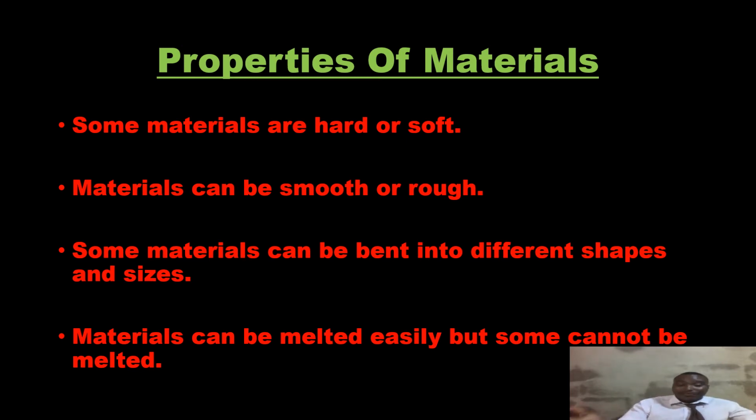Now, from this activity, you realize that some materials have different properties. You realize that some of these materials are hard and some are also soft. You also realize that materials can be smooth or rough when felt. A typical example could be, let's say, a material like the sandy soil. When you feel it in your palm, you realize it is very what? Rough.